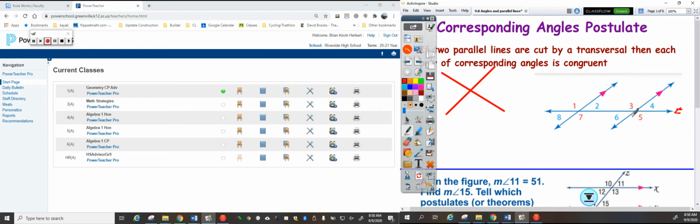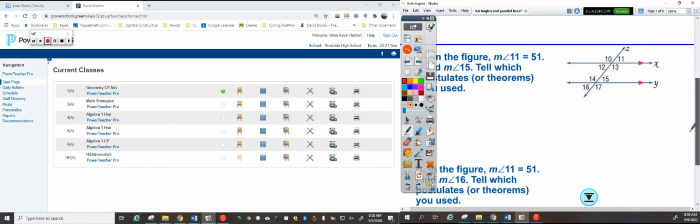Does everybody see that? And corresponding angles are always congruent. So 1 is congruent to 3, 2 is congruent to 4, and so forth. We're good with that? Okay. Well, don't start yawning on me.